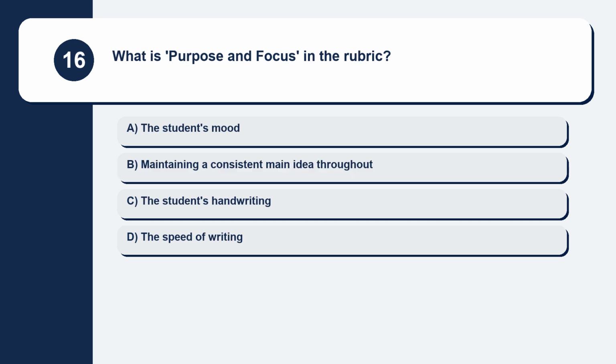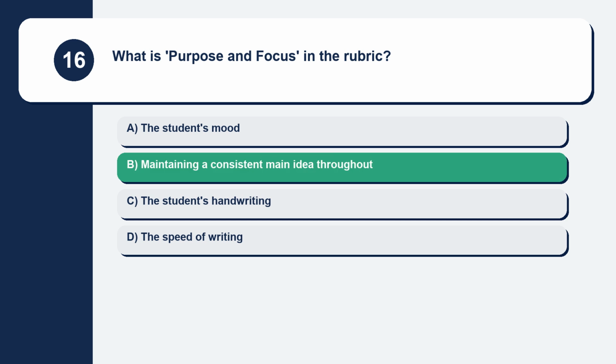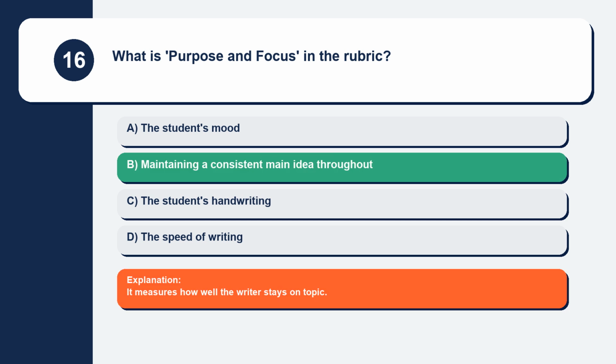Question 16. What is purpose and focus in the rubric? The student's mood. Maintaining a consistent main idea throughout. The student's handwriting. The speed of writing. It measures how well the writer stays on topic.